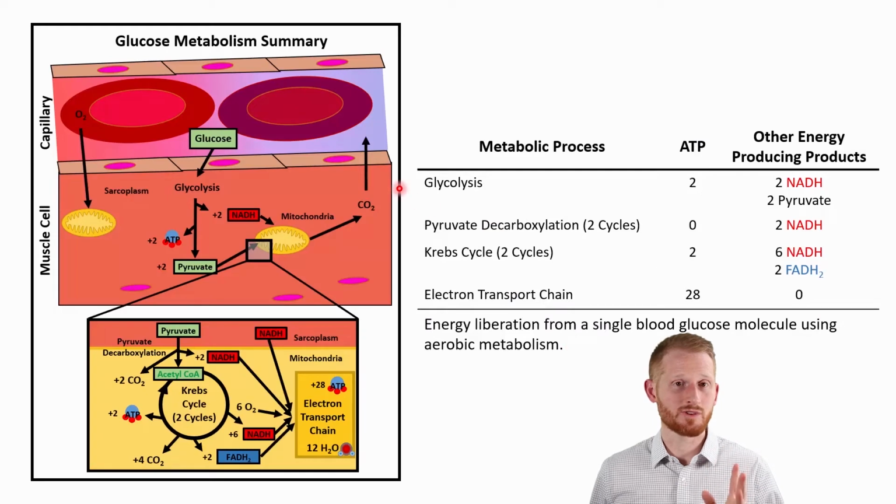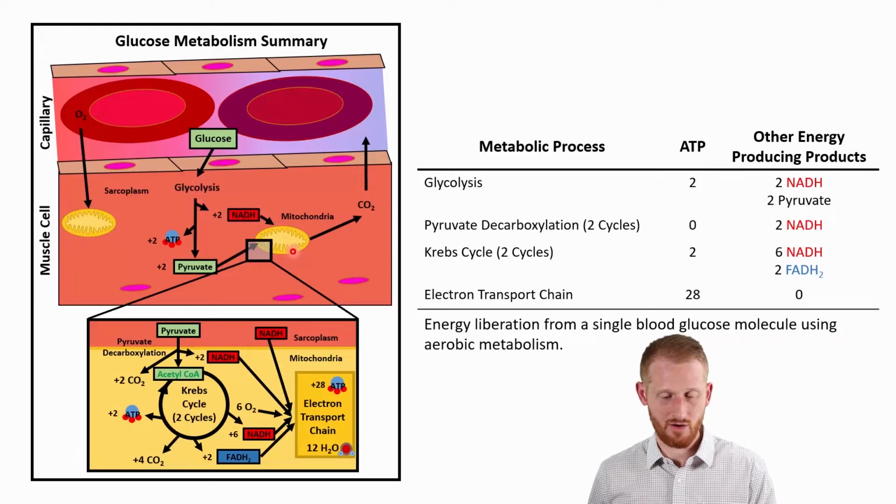Let's go through a summary of glycolysis. So we start with glucose in the blood. It gets into the muscle cell or whatever other cell of the body you might be talking about, and it's going to produce 2 NADHs that are going to go on to the mitochondria to be used in aerobic metabolism. It's going to produce 2 ATP molecules that are going to be used immediately in order to keep exercise going.